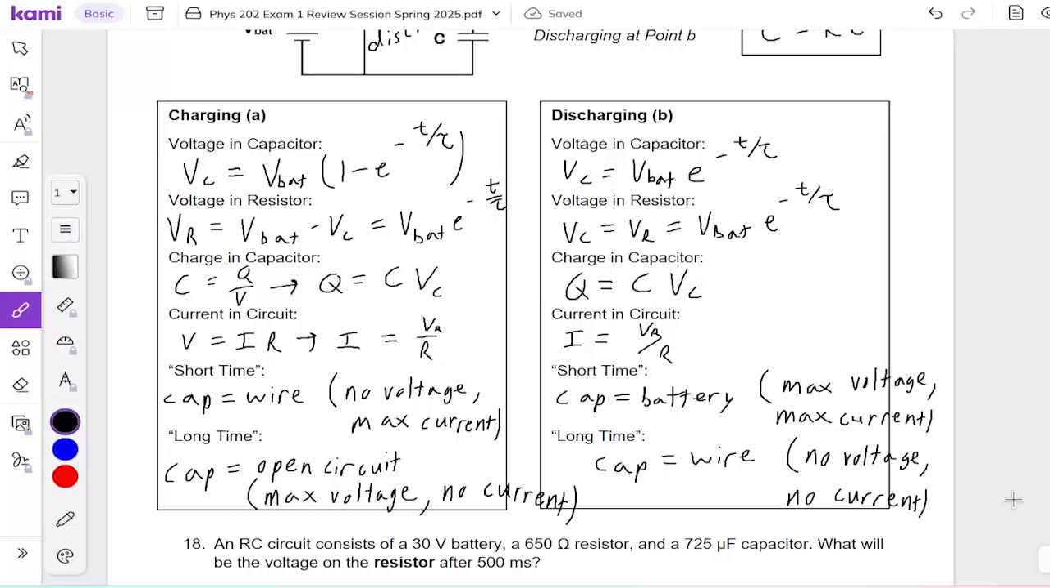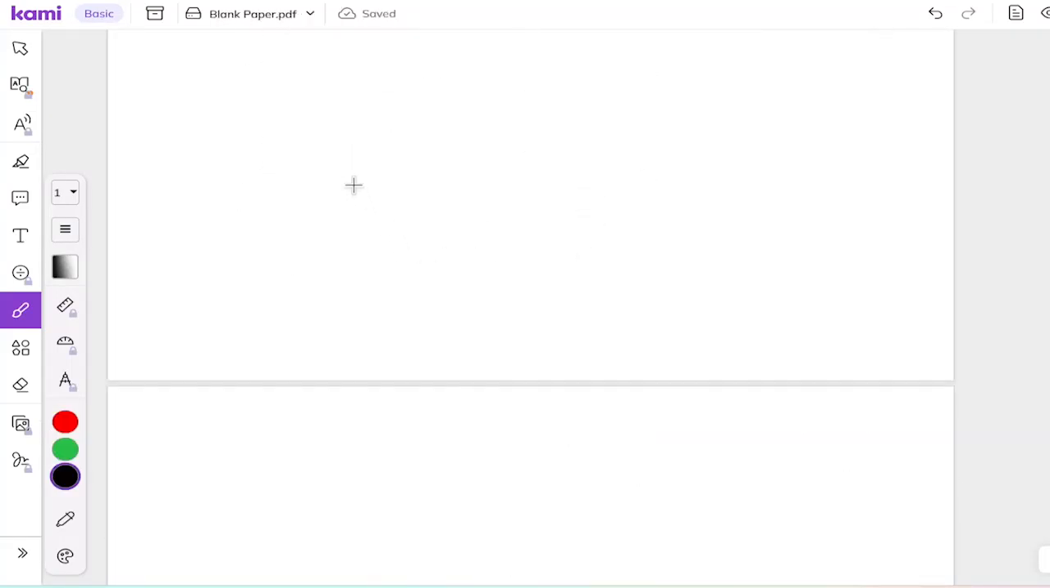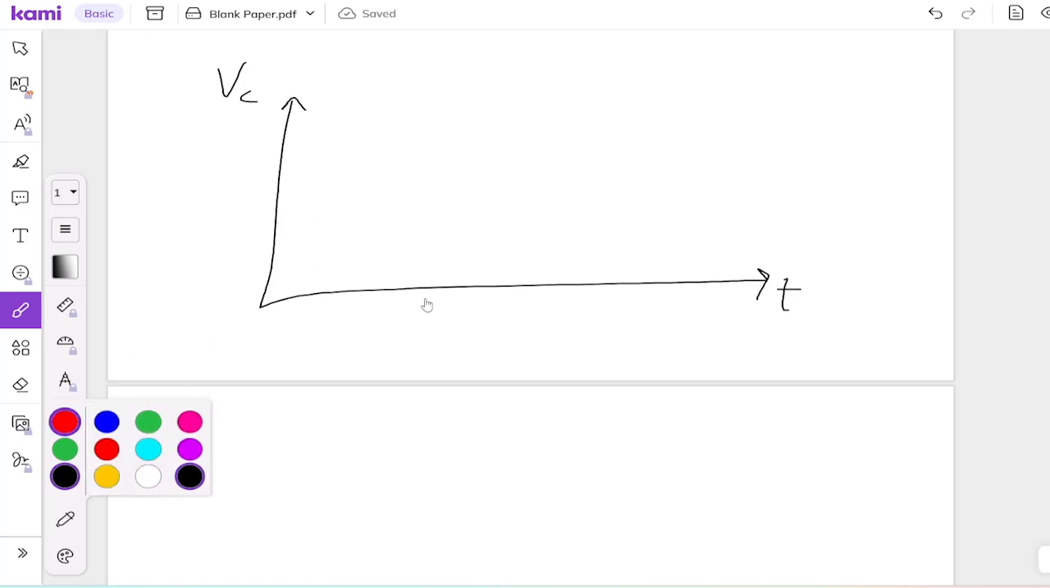I have nothing else to say about this, except for the fact that you can switch continuously back and forth between charging and discharging. If you want to know what the graph looks like, here's time, and here's voltage. Usually you measure voltage in the capacitor, but technically you can do the resistor. But here's what it looks like.